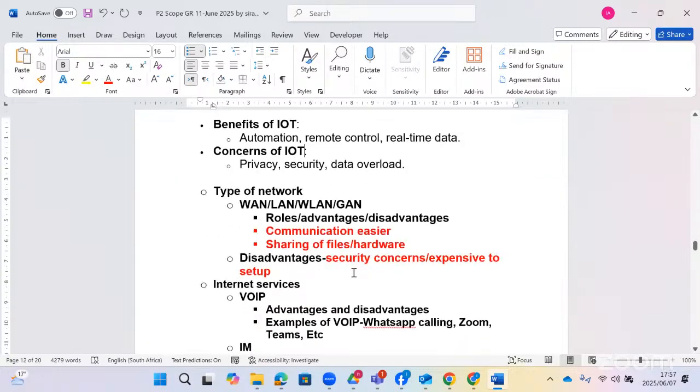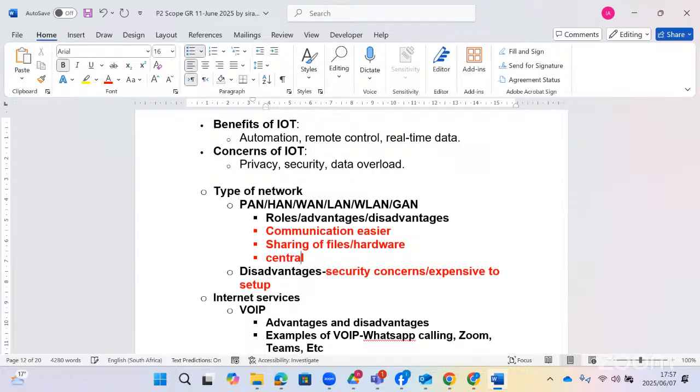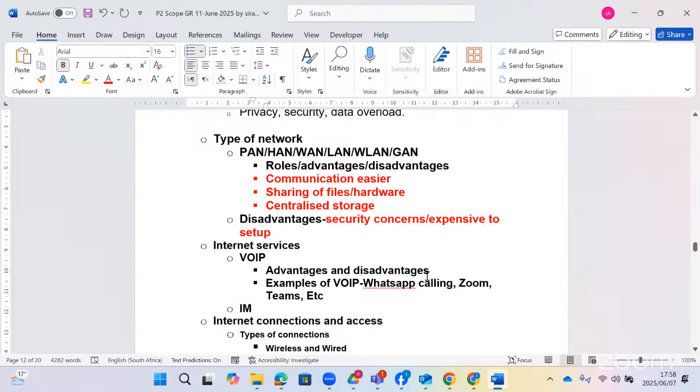You must also know different types of network like WAN, LAN, GAN, PAN, HAN, and the rest. Advantages of a network: communication, sharing of files and hardware as well, and then centralized storage, like on the server. So you can be given a question to give advantages of any type of network, but then there are disadvantages like security concerns or expensive to set up.